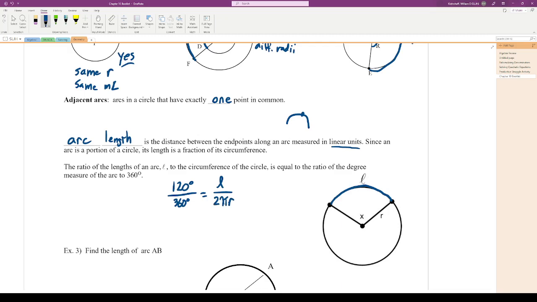So we have this proportion where we could simplify the left side and make it 1/3. Then cross multiply, and we would get 2 pi r equals 3L. We want to solve for L in terms of r. They didn't give us what r is. So we divide by 3, and we'll get L equals 2/3 pi r. It depends on what the radius is, but for this circle where we have 120 degrees, that would be the ratio.